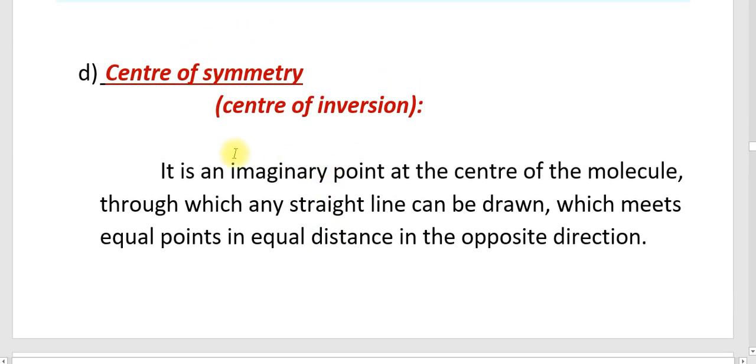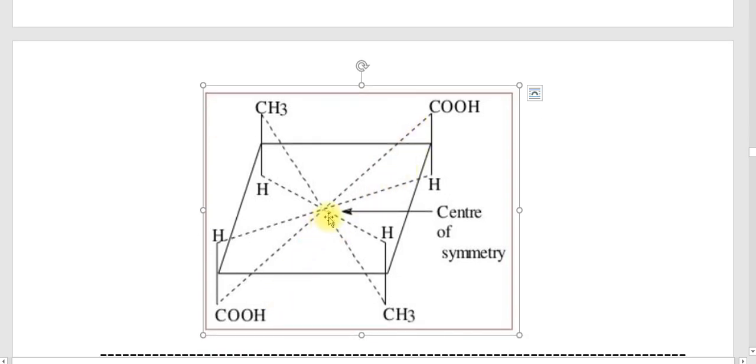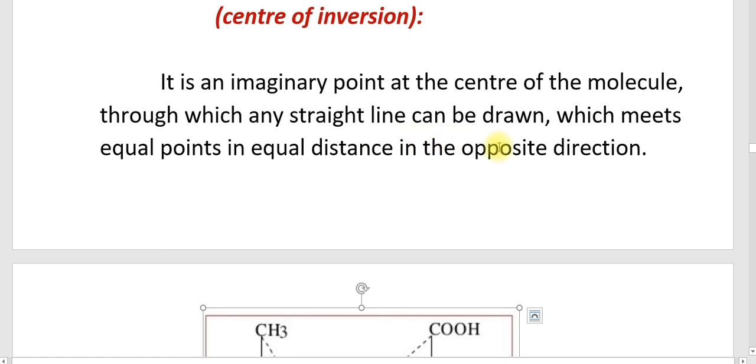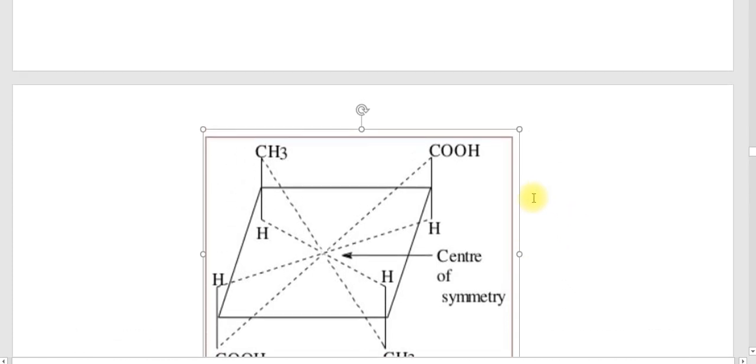Okay, we can go through the definition of the center of symmetry. It is an imaginary point at the center of a molecule through which any straight line can be drawn which meets equal points at equal distance in the opposite direction. So these are the lines shown on this molecule which touch the same atoms, which meet equal points at equal distance in the opposite direction. Okay, these are the elements of symmetry.